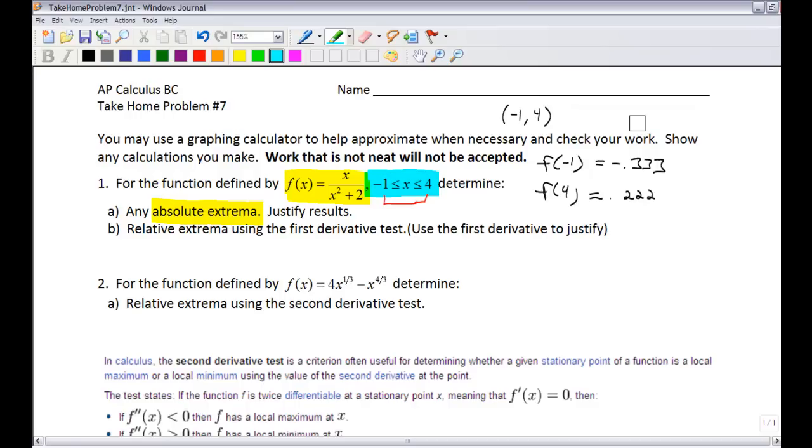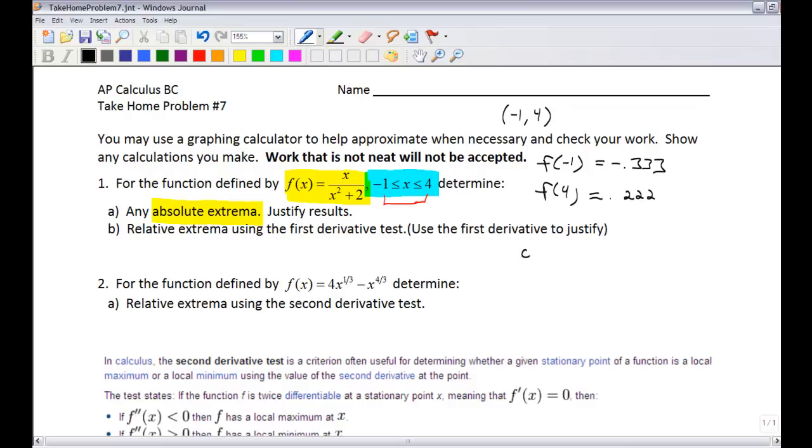Now, if they give you a function and they didn't give you an interval, what would your endpoints be? Well, you have to look at where your function is defined, and you're probably going to be looking at infinity and negative infinity. Anyhow, so you got your endpoints. Next thing you need is your critical points, right? So you've got your function. You're going to need f prime.